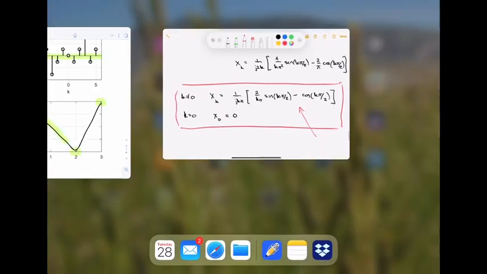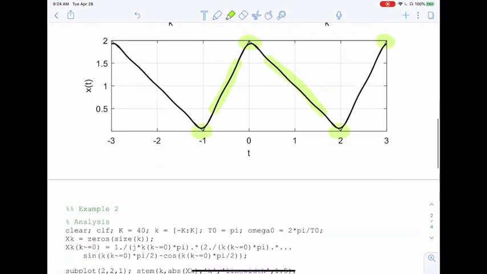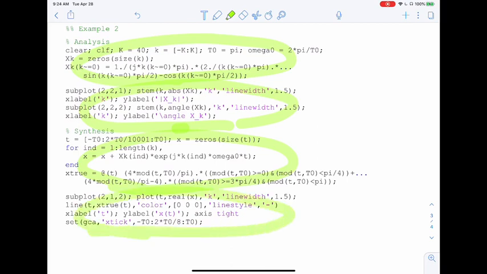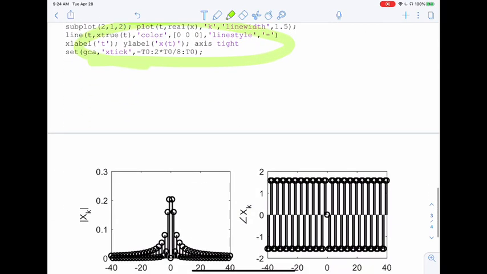Let's make sure that it's correct. So I'm going to go back over to my other one. Continuing with that, it has the second set of code in the same file that I'll send you. I'm not going to go through it here. You'll see that I just basically define my x of k's in terms of what I just derived. And that's this part here. I go ahead and plot out the spectrum. Then I resynthesize the waveform, and I plot that out to make sure it looks like what I expect it to be. So what does it look like?